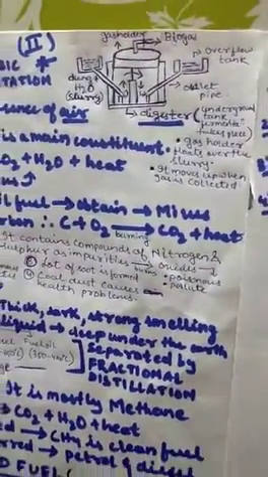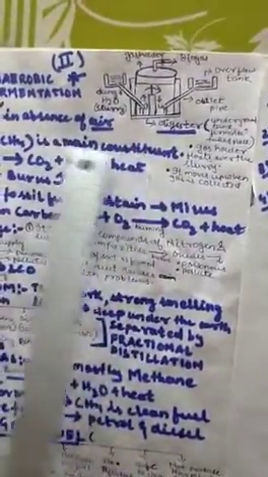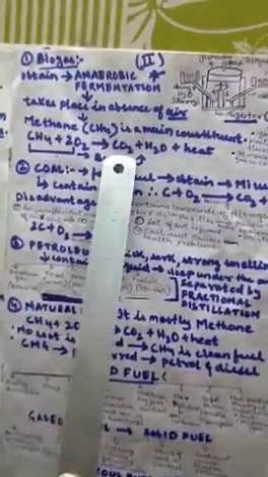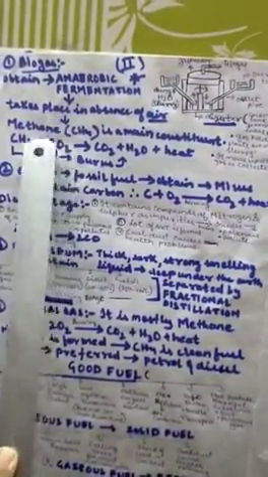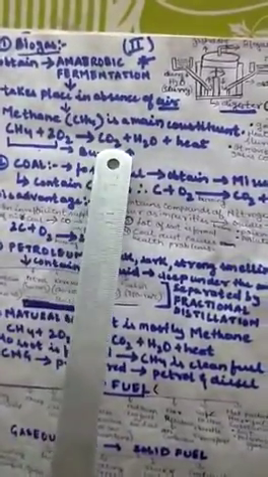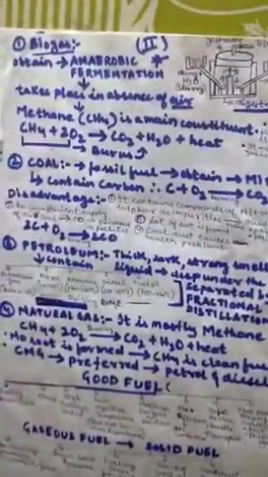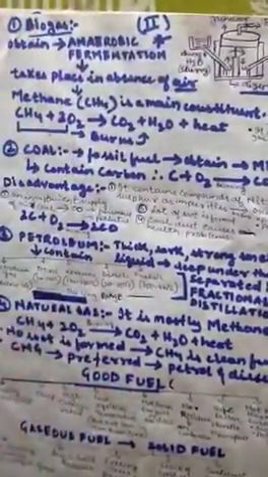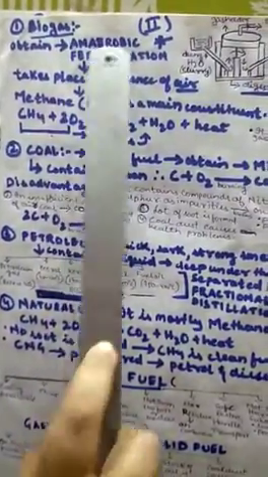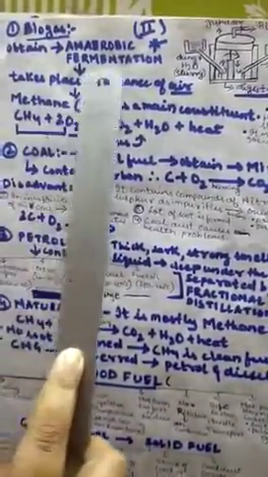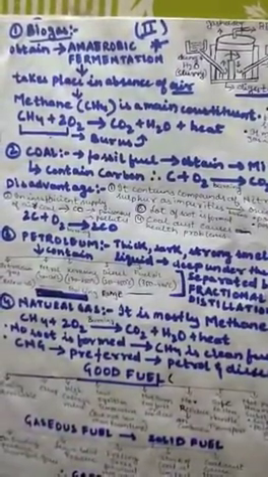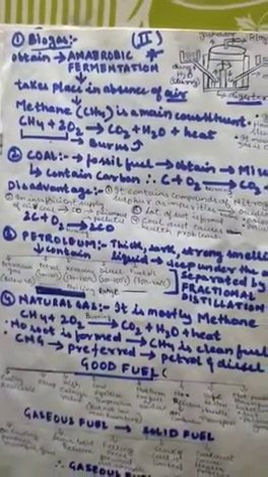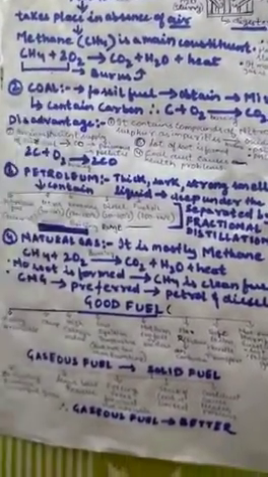Now the main constituent found here is methane. The methane burns in presence of oxygen to produce carbon dioxide, water and heat. So I am repeating again, the process we use to produce biogas is called anaerobic fermentation. Anaerobic fermentation takes place in absence of air, and the main constituent formed here is methane.